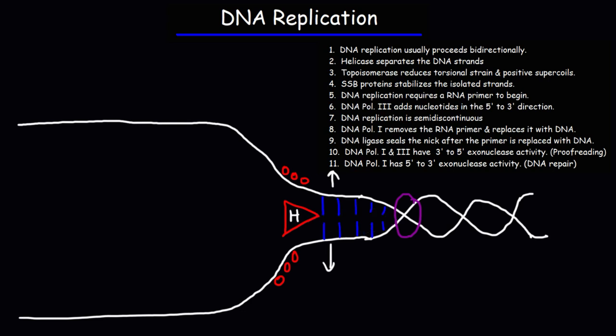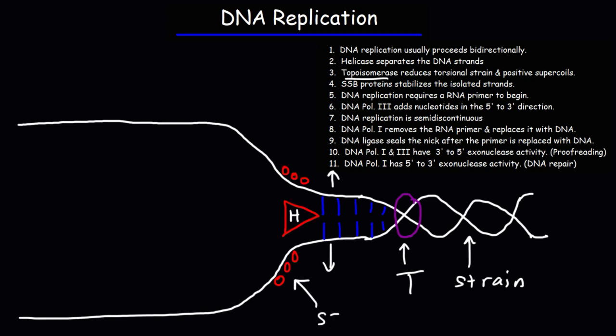As helicase separates the 2 strands, torsional strain is created ahead of the replication fork. And as a result, an enzyme is needed, DNA gyrase, which is a type of topoisomerase. These types of enzymes can reduce the torsional strain and even relieve positive supercoiling that could form in the DNA strand ahead of the replication fork. So I'm going to put T for a topoisomerase enzyme. You might see DNA gyrase here as well, but keep in mind that DNA gyrase is a type of topoisomerase enzyme.